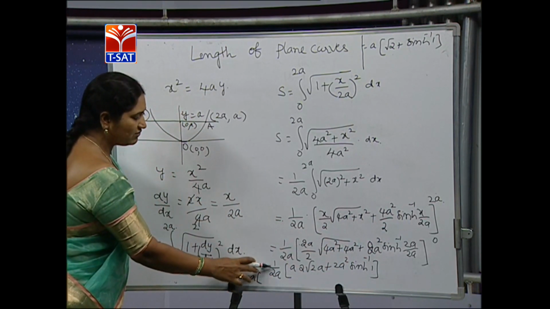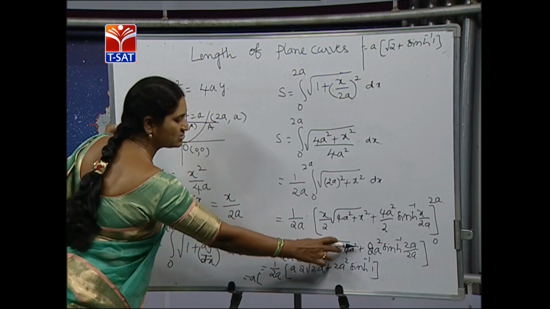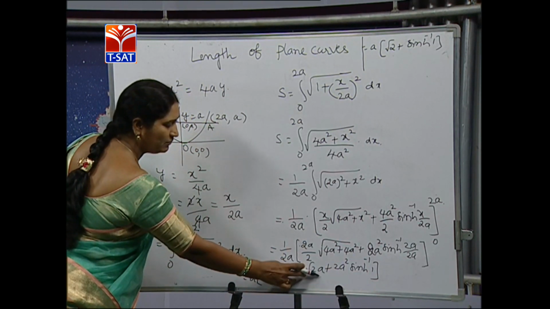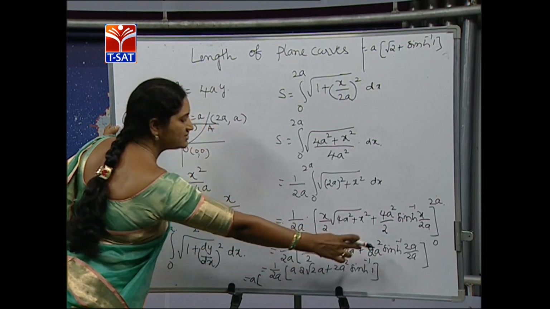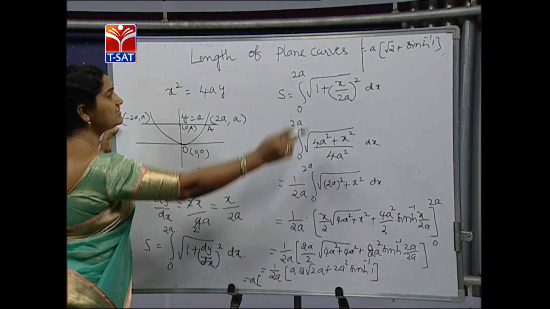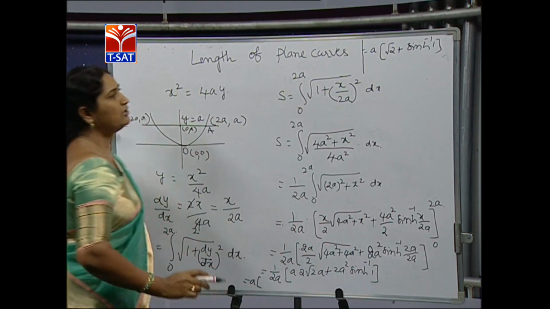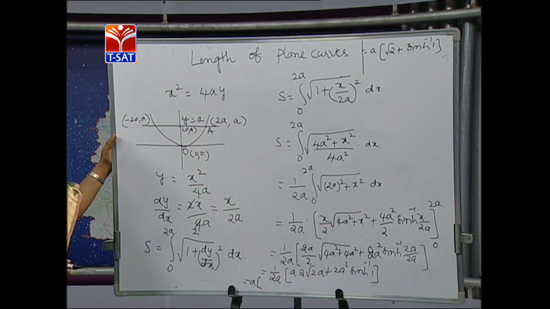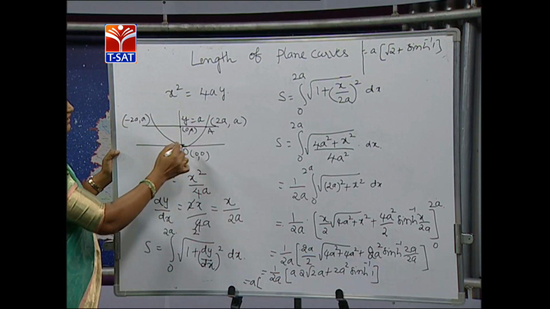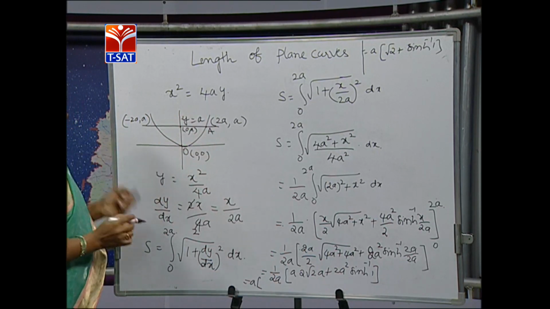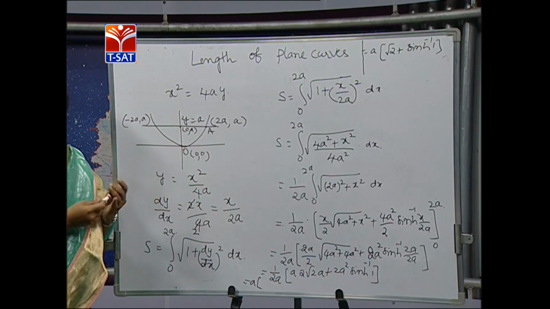So what we are getting is 1 by 2a, a into 2 root 2, because root 8a square can be written as 2 root 2a, plus 2a square sin h inverse 2a by 2a, which is nothing but 1. So on simplification, using the integral formula, we are getting the length of the arc OA as a into root 2 plus sin h inverse 1.